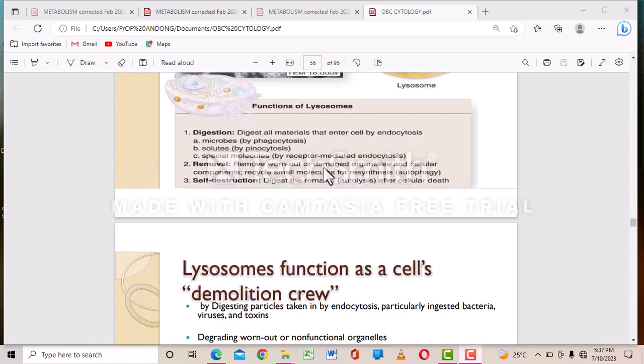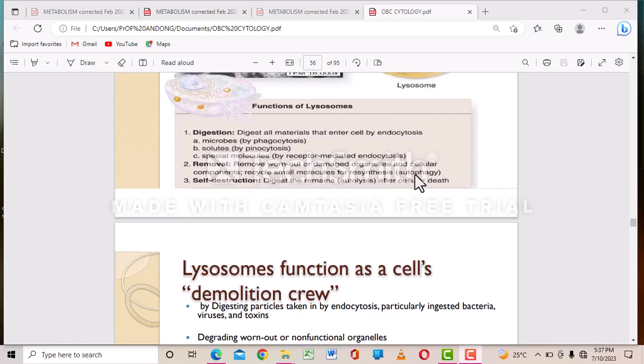Now you also have the removal of worn out tissues or organelles. It must be clearly noted that organelles have their expiry dates. That means there are dates beyond which they can no longer be functional. So these organelles must be digested so that the building blocks that were used to form these organelles can be recycled to form another organelle.